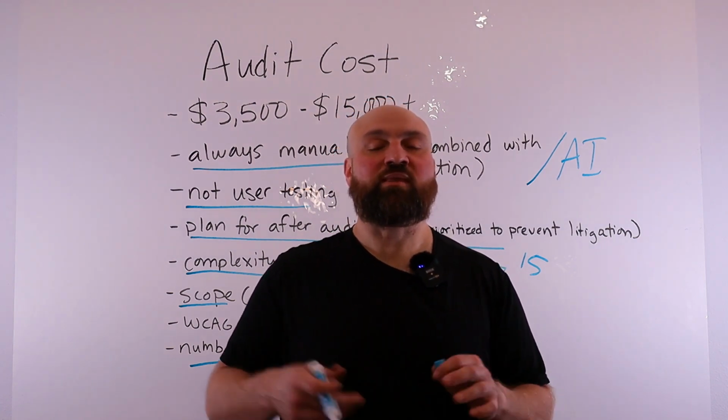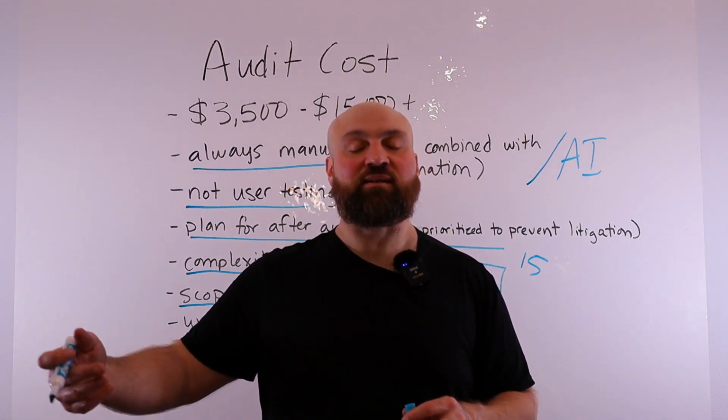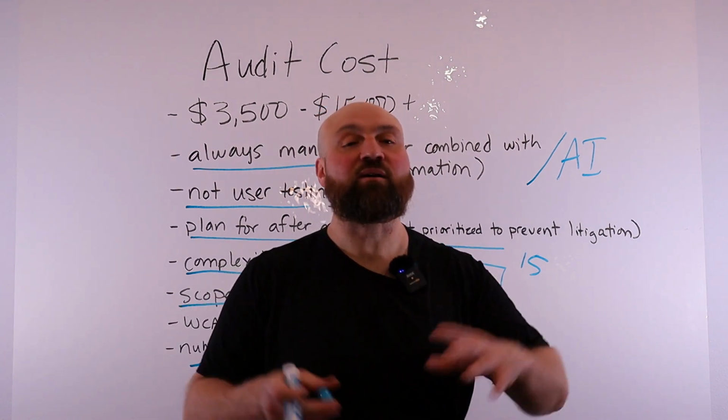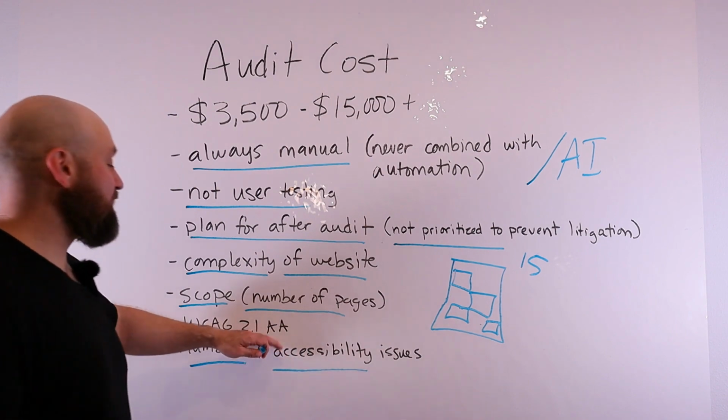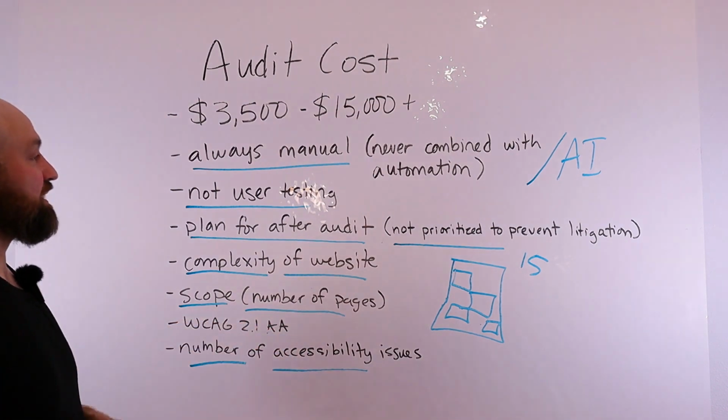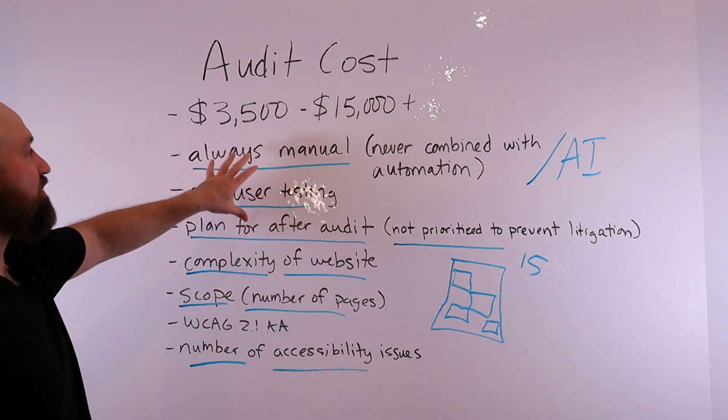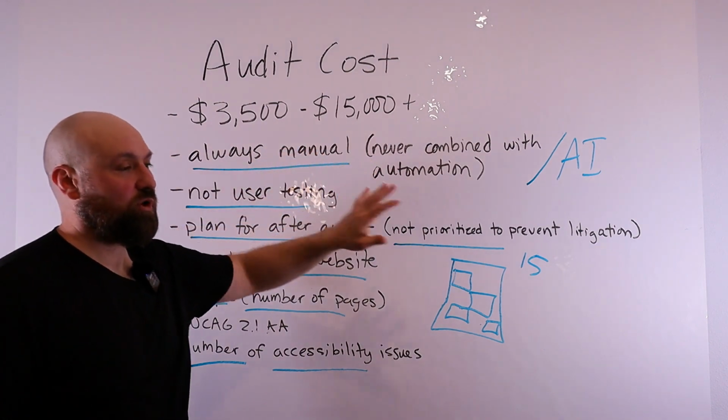But just know that with these different versions, there are only additional success criteria that are added to them. It's not like a completely different set of technical standards. But if you're at 2.1 conformance level AA, you're in a good place. So these are just some of the important considerations when it comes to procuring an audit.